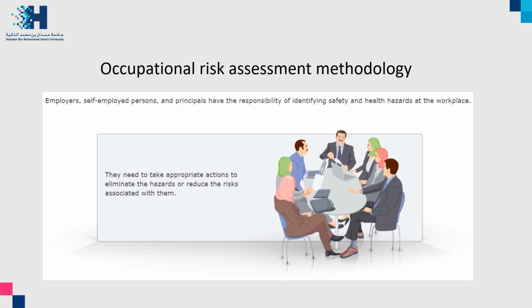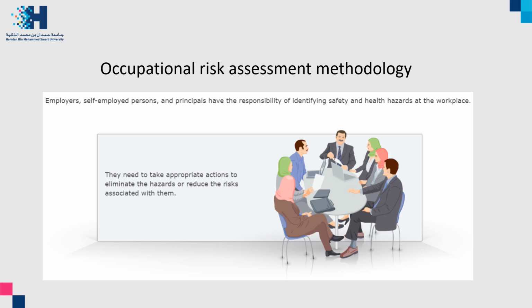Control risks. Once risks have been identified and assessed, the next step is to develop and implement controls to mitigate those risks. This can involve implementing engineering, administrative, or personal protective equipment controls to reduce the likelihood or severity of harm. Monitor and review. Risk assessments should be reviewed and updated regularly to ensure that controls remain effective and to identify new hazards or risks.